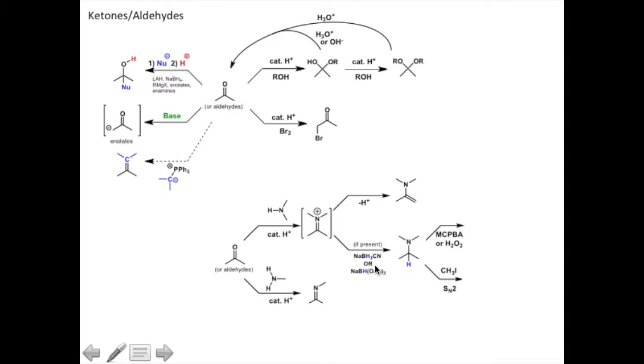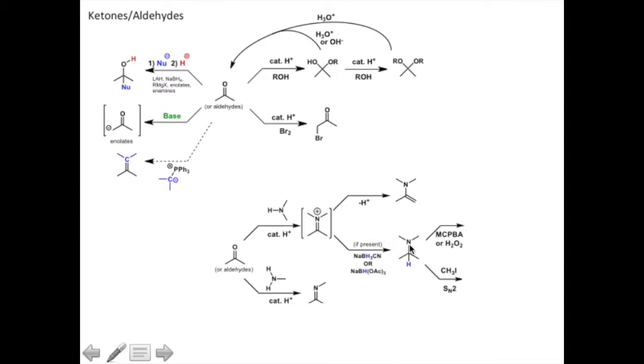And if there is an additive that provides a source of H-, called sodium cyanoborohydride or sodium triacetoxyborohydride, those are very mild sources of H-. They are so mild that they don't react with ketones or aldehydes. They wait until the iminium cation is formed, and only then they attack it to form amines. The overall process in this case is called reductive amination.